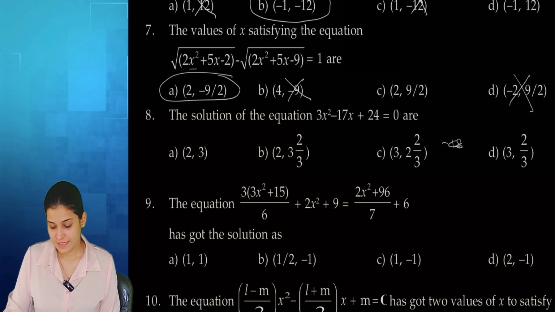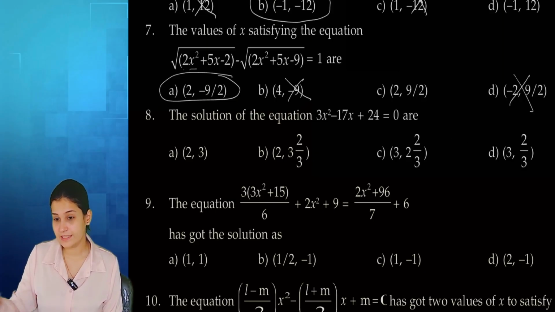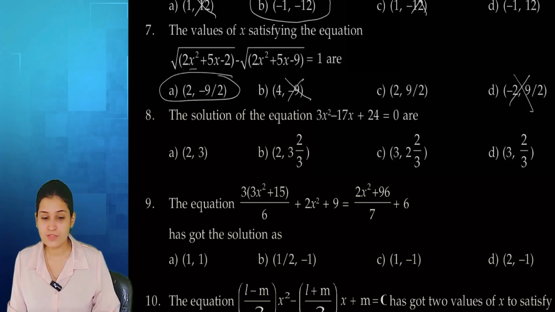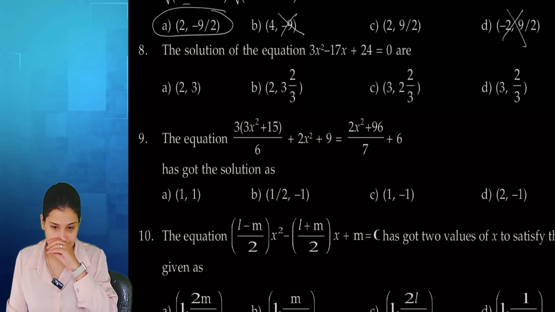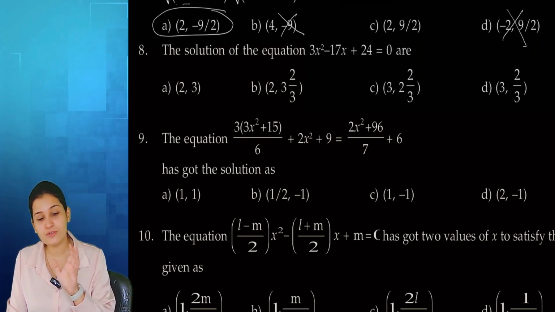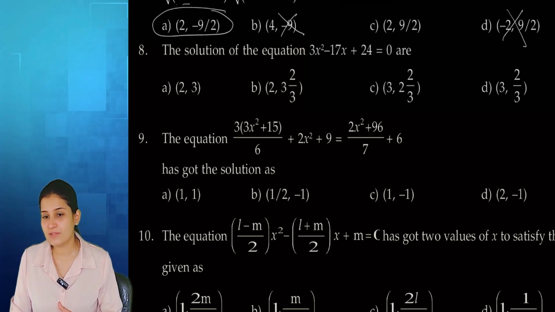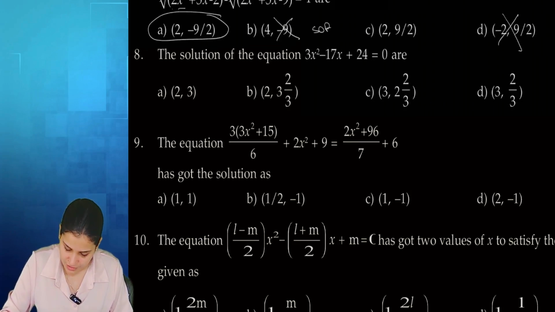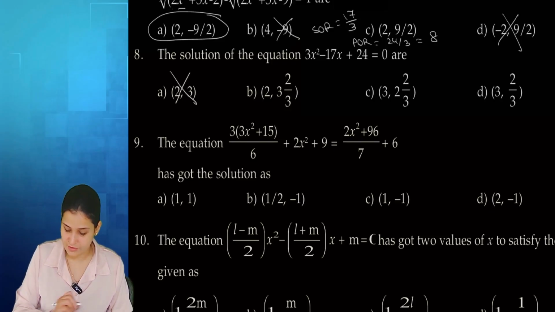Done, ma'am. Can I suggest one more thing we could do rather than trial and error? Since we have been given two roots and a quadratic equation, we can use sum and product. That will help us without doing trial and error. In this case, sum of the roots will be 17 by 3 and product of the roots will be 24 by 3, that is 8. So 100% this is not my answer.